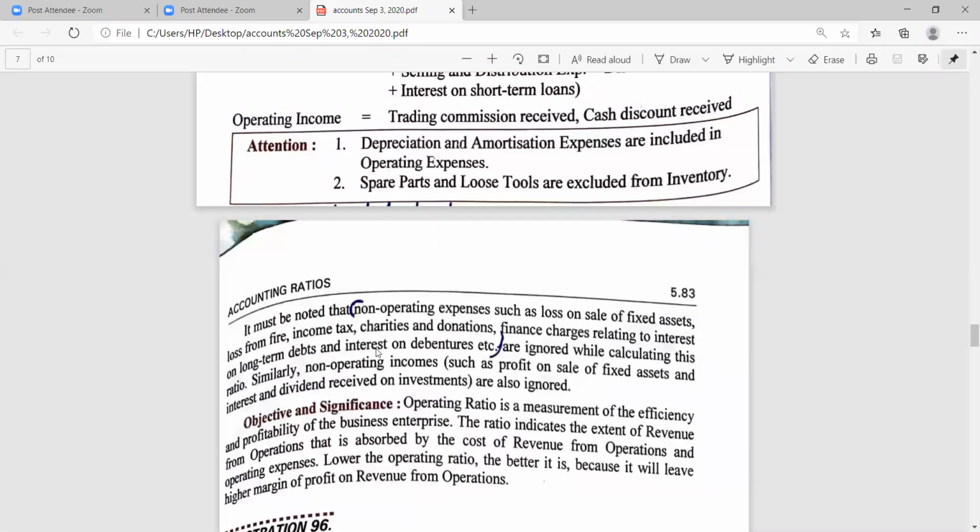Now, why is the operating ratio to be measured? It is a measurement of the efficiency and profitability of the business enterprises. The ratio indicates the extent of revenue from operation that is absorbed by cost of revenue from operation and operating expense. The lower the operating ratio, the better it is because it leaves a higher margin of profit on revenue from operation. In this way, we can calculate it.